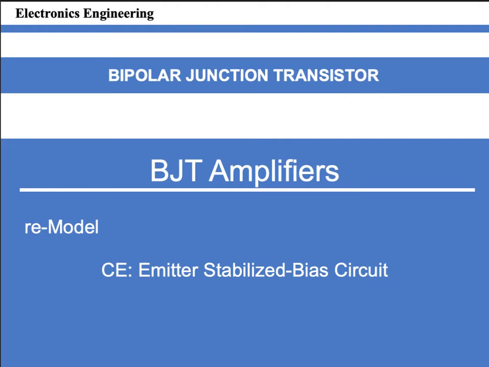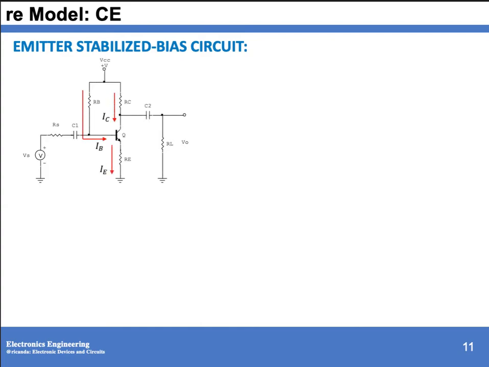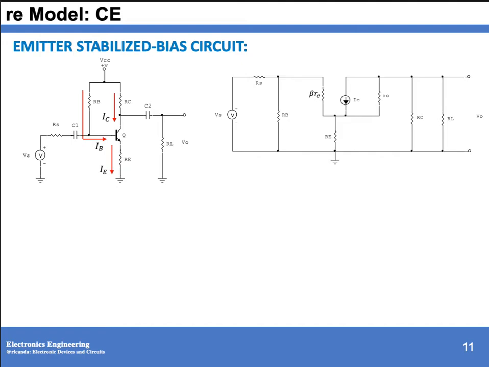Other bias circuits. This is now your emitter stabilized bias circuit under the re model. So this time, we have a resistor at your emitter terminal. You have to change this into an equivalent model, and you have to plot your current flow. You have IS and IB, you have IO, IO prime, and IC, as well as I, then IE.